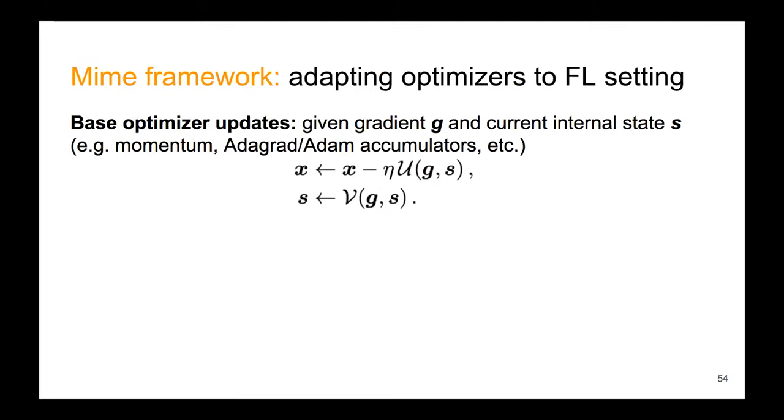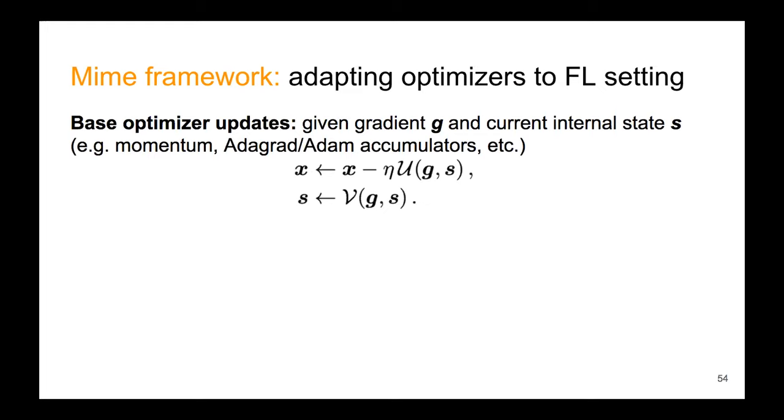Okay, so now let me explain why we call it the MIME algorithm. It's called the MIME algorithm because it tries to mimic the updates of any given central optimization method. So now we are going to start talking about an abstract optimization method. It could be something like Adam or SGD with momentum or anything like that. So we're talking about an algorithm which has an internal state. In the case of SGD with momentum, the internal state will be momentum. In the case of things like Adagrad or Adam, it's going to be the accumulators that it maintains, meaning the per coordinate scaling factors, for example.